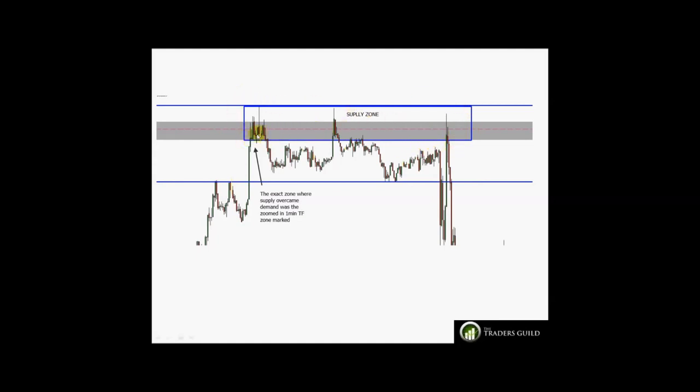Okay, we can see that this is the source. This is the fresh SD zone. Okay, this is the fresh supply zone within the higher time frame, the 1 hour time frame SR zone. So we can pinpoint now within, this is a 1-minute time frame, so this is going to be 5-6 pips. Whereas on an hour time frame, you wouldn't be able to pinpoint it with such a degree of accuracy. Okay.